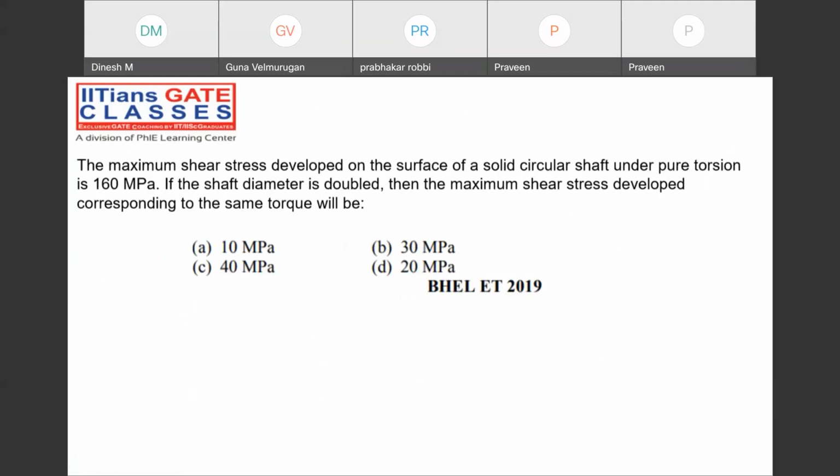The maximum shear stress developed on the surface of the solid circular shaft under pure torsion is what? The maximum value has been developed, 160 megapascal. They clearly mentioned the maximum value.